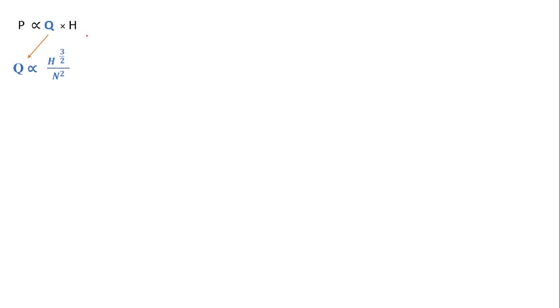P is directly proportional to Q into H, whereas Q is proportional to H power 3 by 2 by N square. P is directly proportional to H power 5 by 2 by N square, whereas Q is directly proportional to H power 3 by 2 by N square, whereas P is directly proportional to H power 5 by 2 by N square.